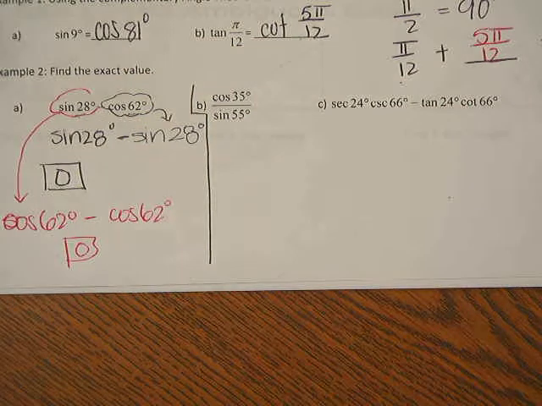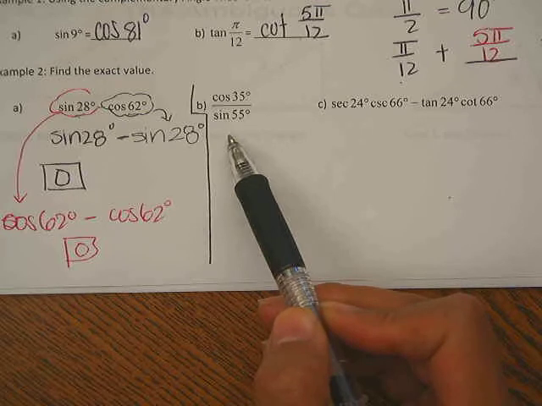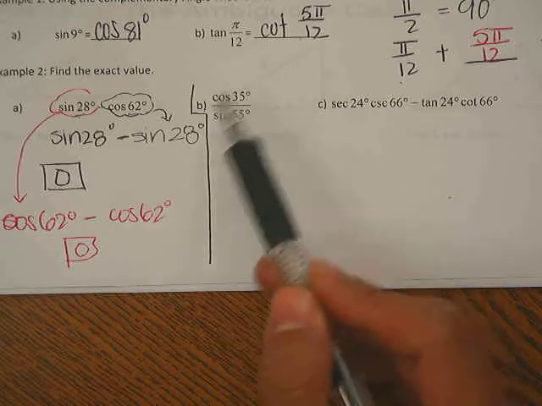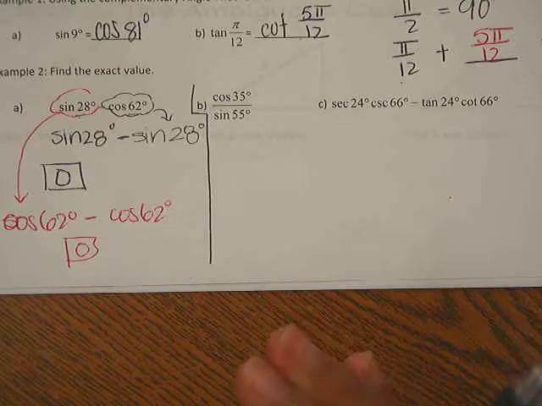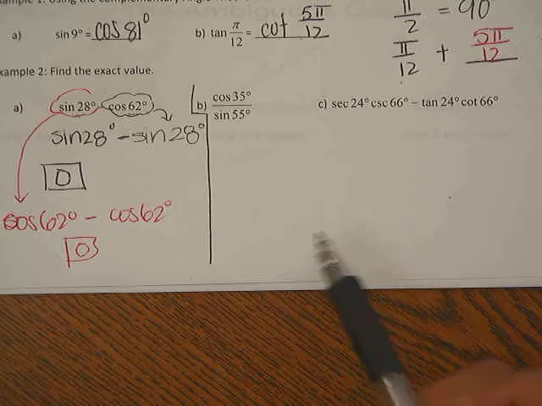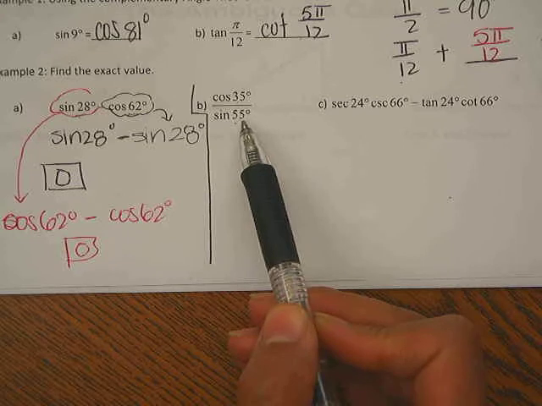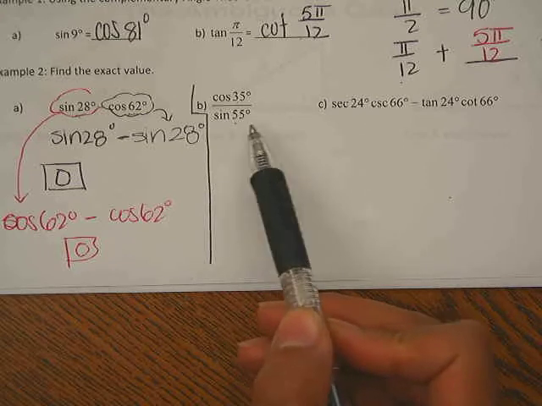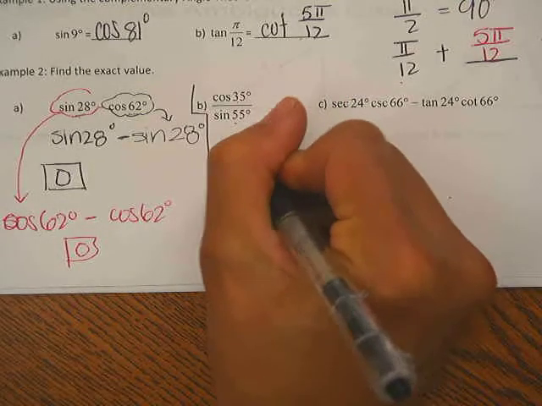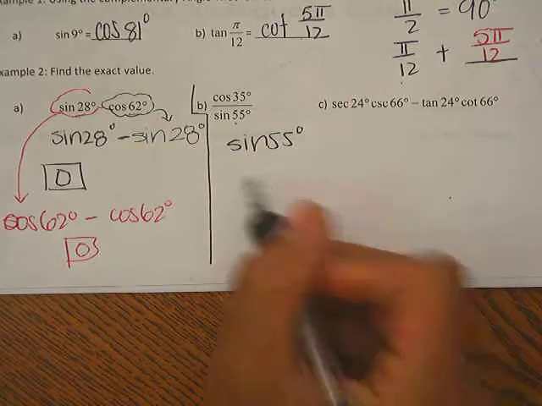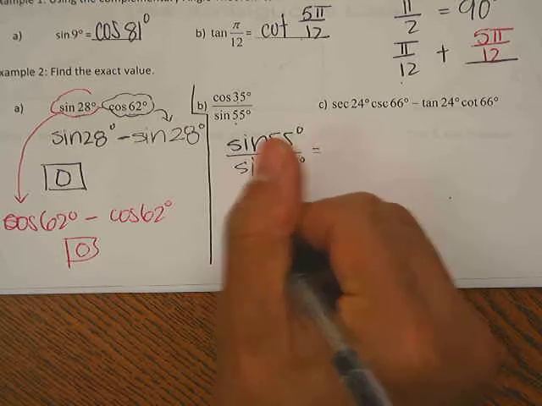Alright, moving on down. Cosine of 35 degrees divided by sine of 55 degrees. I cannot do this right now or before this lecture without a calculator. But now that we know the complementary angle theorem, we can work this out with that one. 35 plus 55 is exactly 90 degrees. So I can use my complementary angle theorem. Cosine of 35 is the same as sine of 55 degrees. Well, sine of 55 degrees divided by sine of 55 degrees is going to give me an answer of 1.